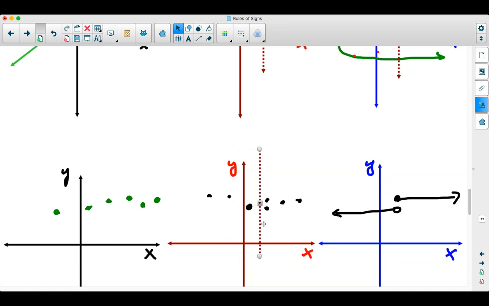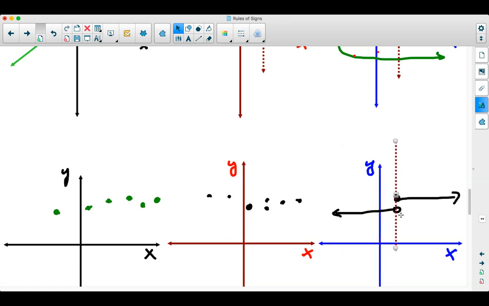It looks like it is a function until we get here, and you can see that right here. Okay, it does not pass the vertical line test because of these two right here. That means for this x value we have two different y values, so this one is not a function. Okay, how about this one?